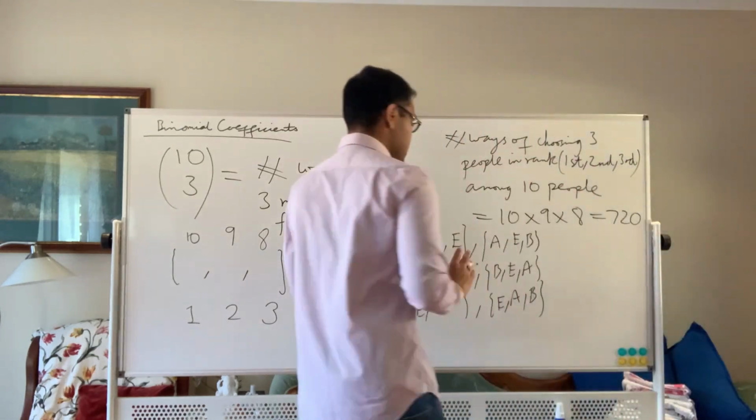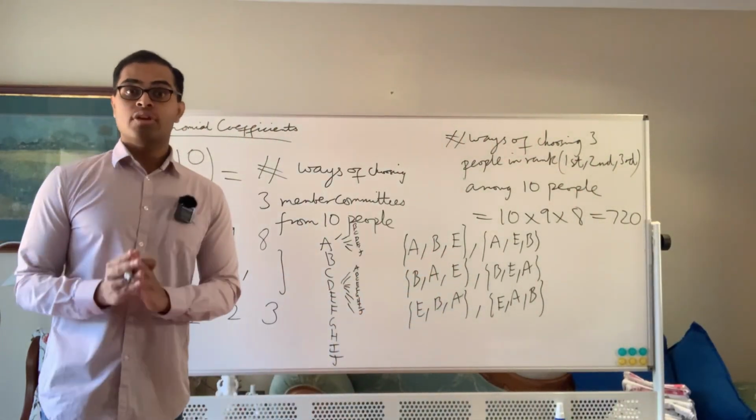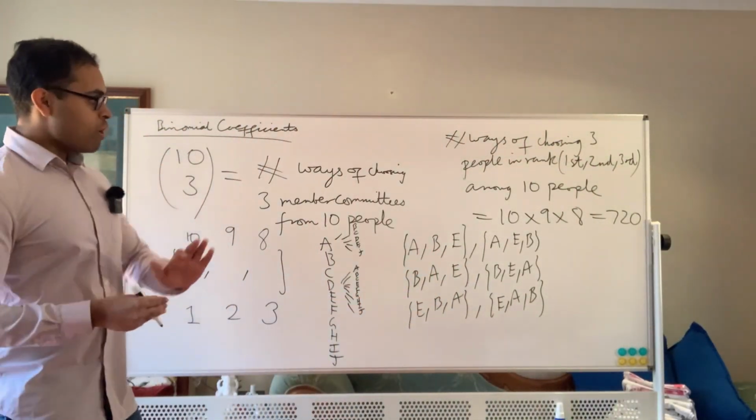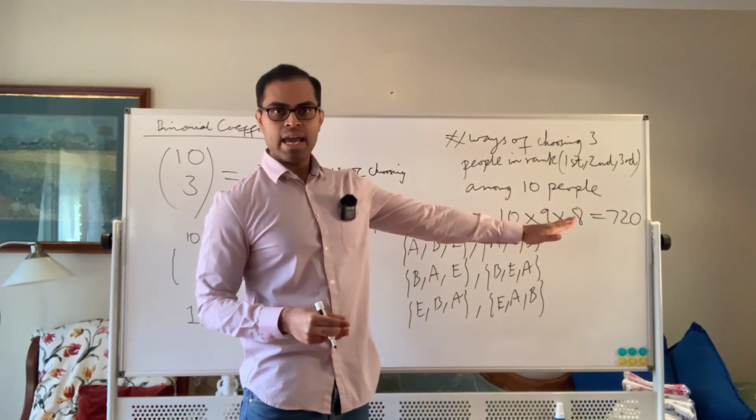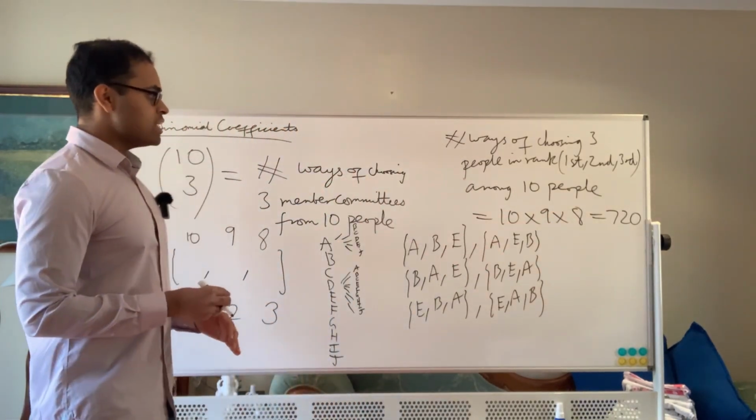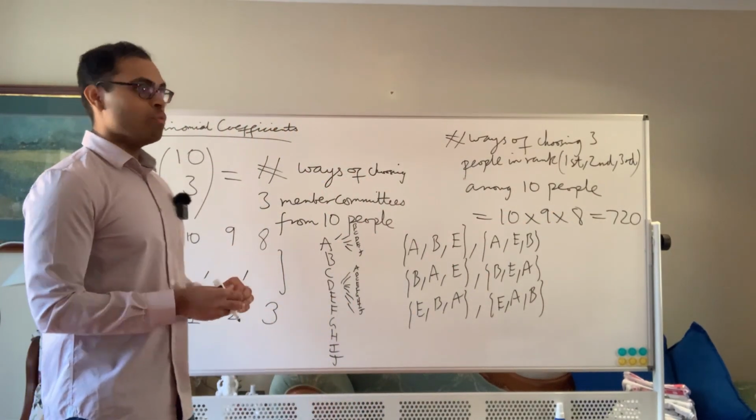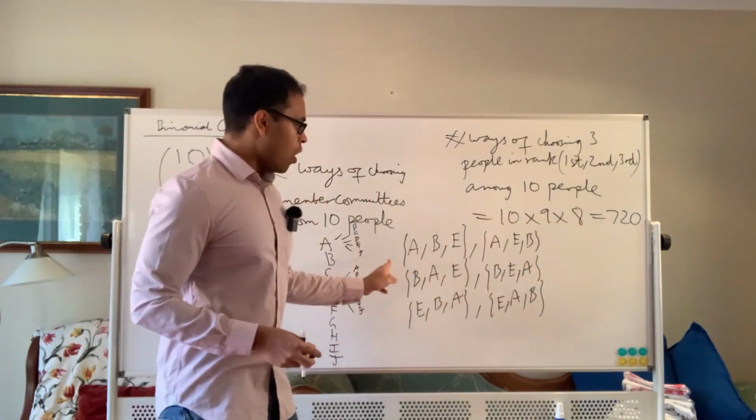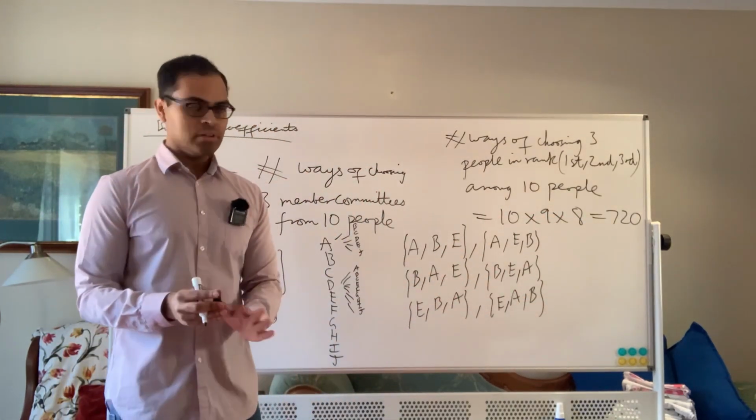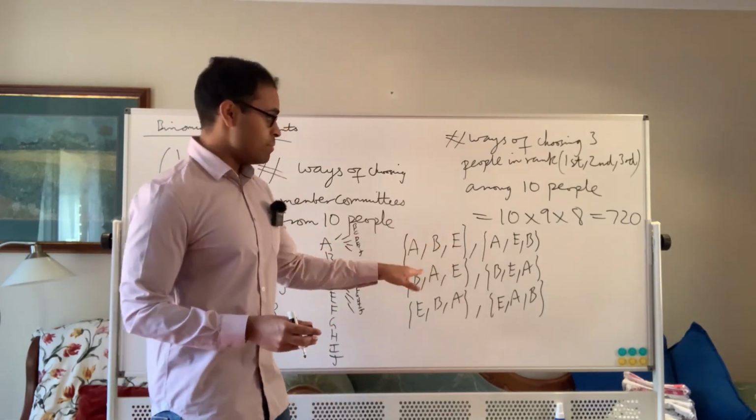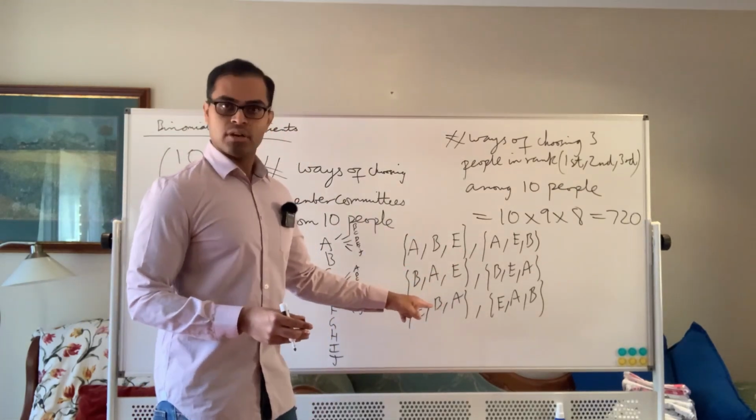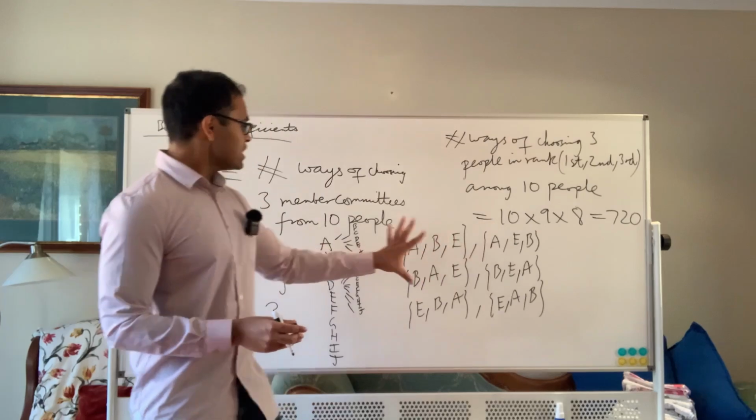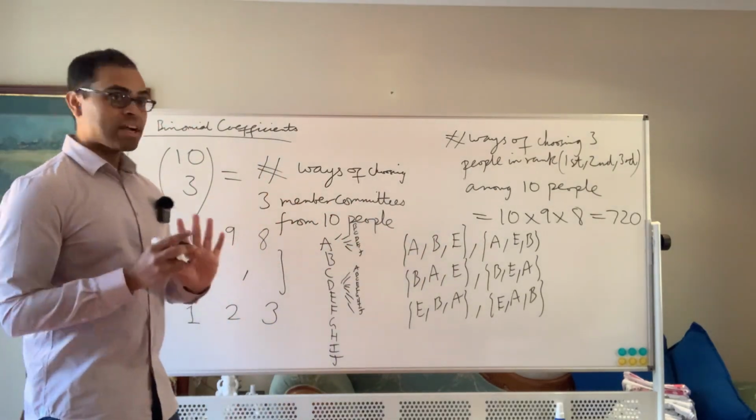So there are 6 possible rankings for each 3-member committee. What we've counted with the 10 times 9 times 8 is the number of 3-member committees with specific rankings. So the 720 includes all these 6 choices. For example, I've just chosen the 3 letters A, B, and E. It includes all these 6 choices, right? But they're all the same committee. So we are overcounting basically.